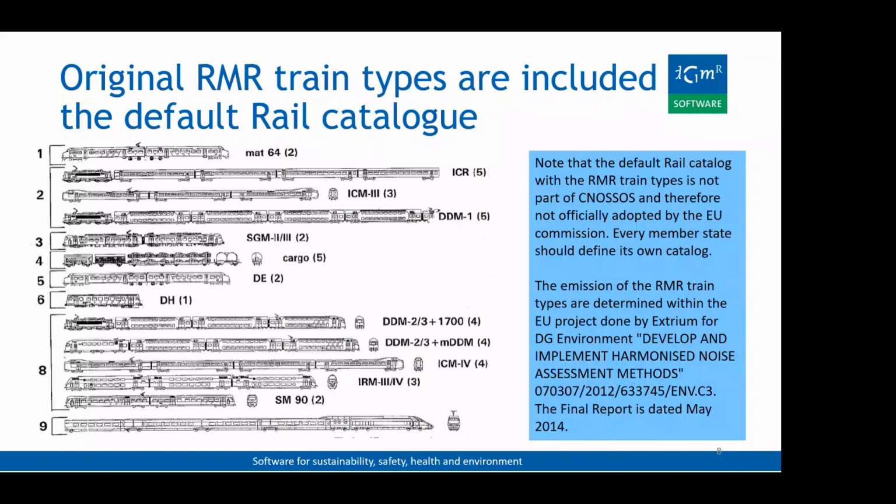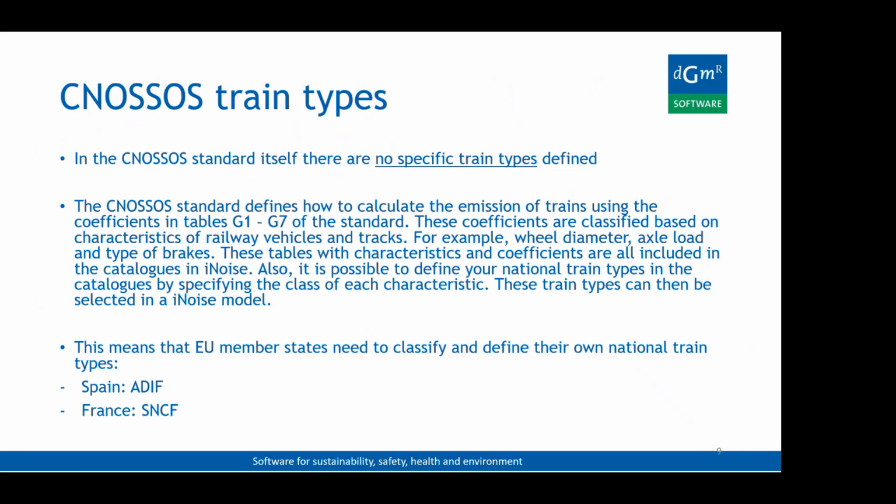The emission of the RMR trains in iNoise was determined within an EU project done by Extrium, and that was based on a final report in 2014. So there is, of course, a background of the sound power levels of these RMR train types in iNoise, but like I said, in fact, there are no specific train types defined in the CNOSSOS standard itself.